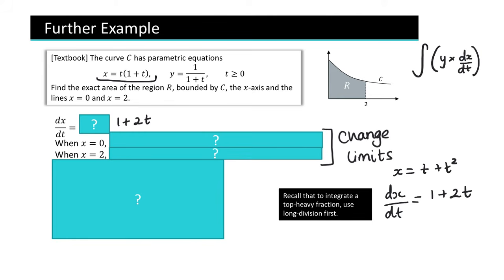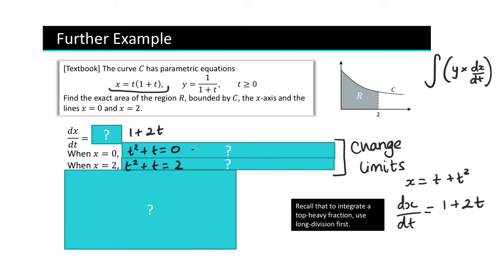It is a quadratic equation. So, when x equals 0, we're going to have t squared plus t equals 0. When x equals 2, we're going to have t squared plus t equals 2. So we have two quadratics. If we solve the first quadratic, we know now, in this case it was better to have it in factorized form, that we're going to have t equals 0 or t equals negative 1.